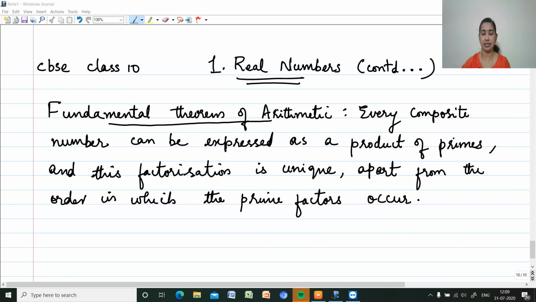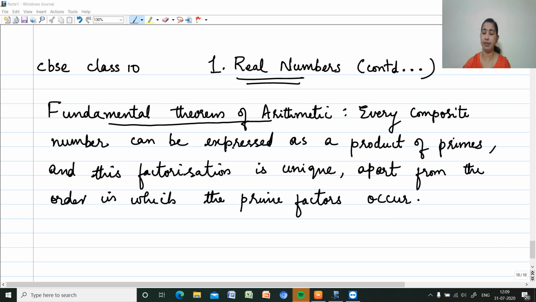Here I am discussing CBSE Class 10 Chapter 1 Real Numbers. This is my second part of this video. Here we will discuss the Fundamental Theorem of Arithmetic. In the last video we were discussing the Euclidean division lemma. So here it is, the Fundamental Theorem of Arithmetic.